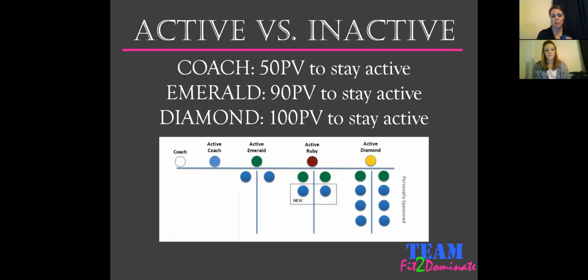So an active coach looks like this. That's just how you are as an active coach. You're highlighted means you have your PB. The next rank is Emerald status, and Emerald means that you also have one active coach on each leg. And then as you can see, it just continues to climb as rank climbs. And as rank climbs, your PB goes up a tiny bit for you to stay active as well.